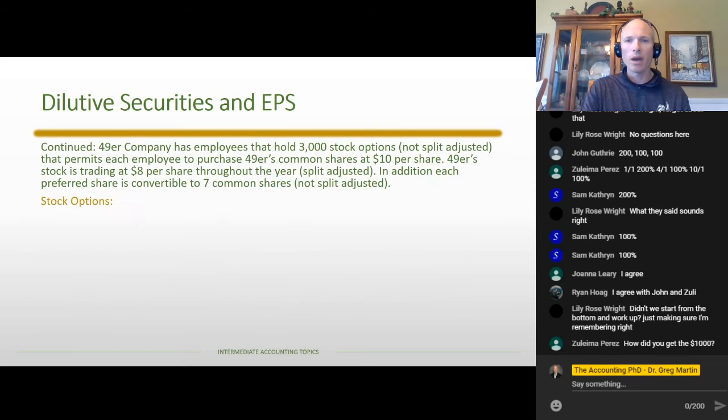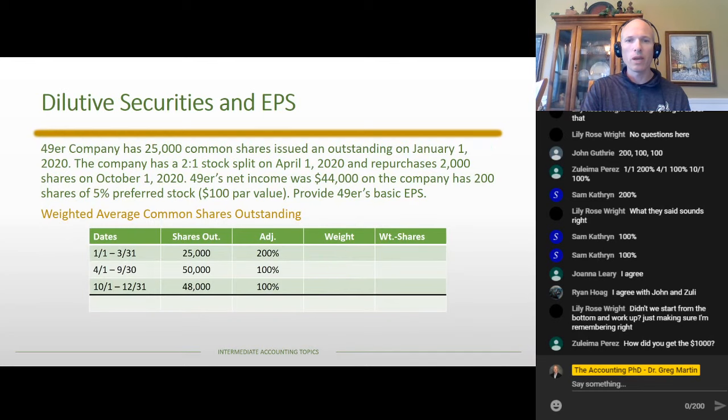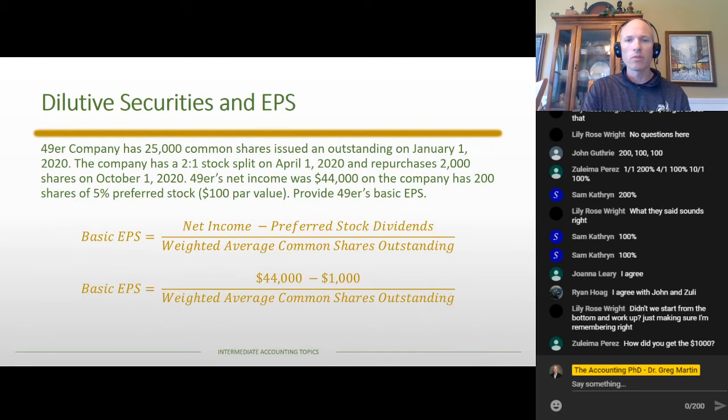We go all the way back. The 1,000 was part of our basic earnings per share. If you remember, that was our preferred stock dividends. And that was from the information above, that there are 200 shares of 5% preferred stock with a $100 par value. So the dividend for each preferred share is $5 applied to the 200 preferred shares, which means the preferred stock dividend is 1,000. And so if they convert all those shares, I no longer have to pay that preferred stock dividend. That's why there's an increase to the numerator of $1,000.